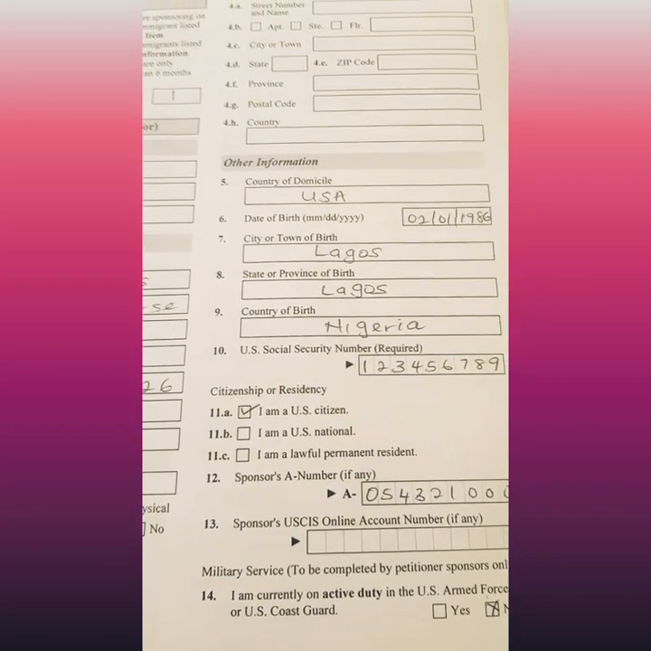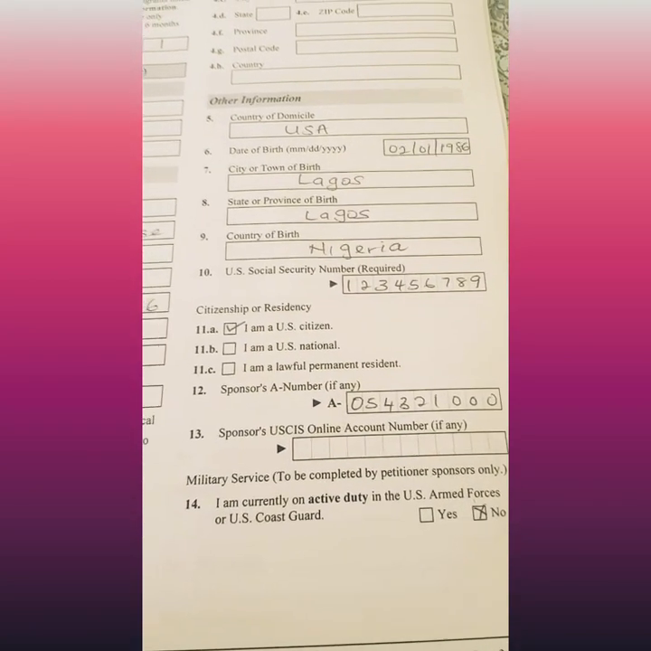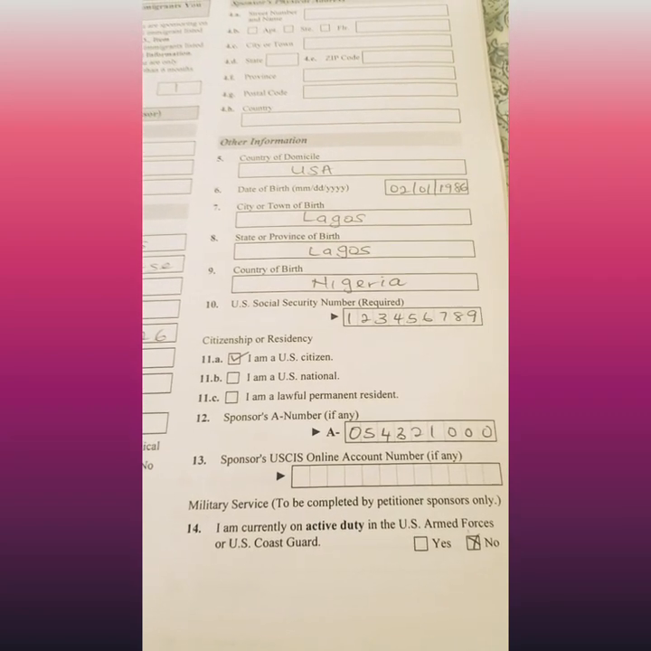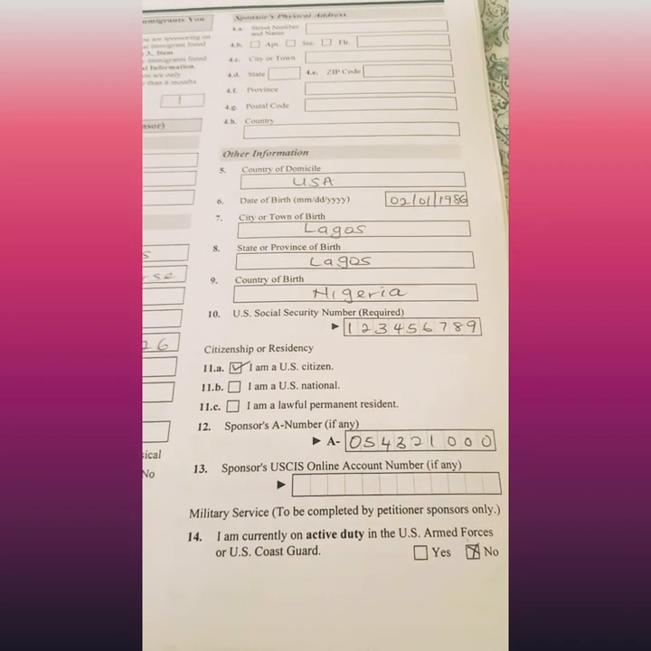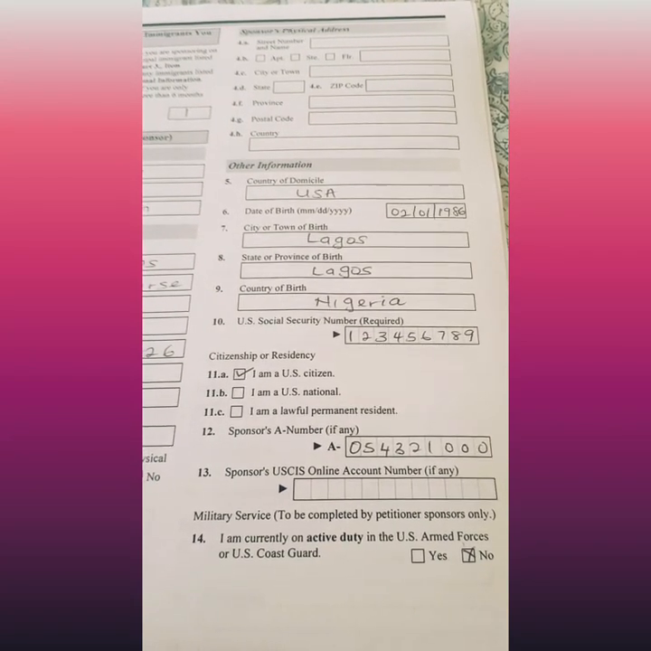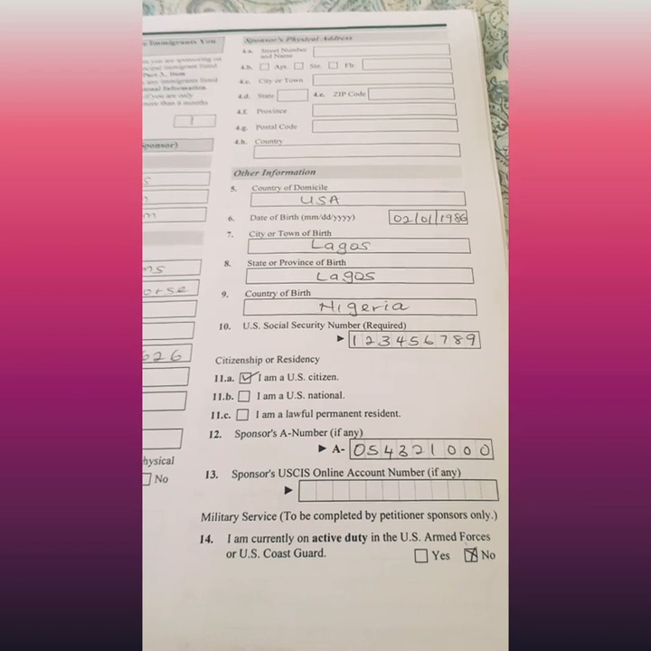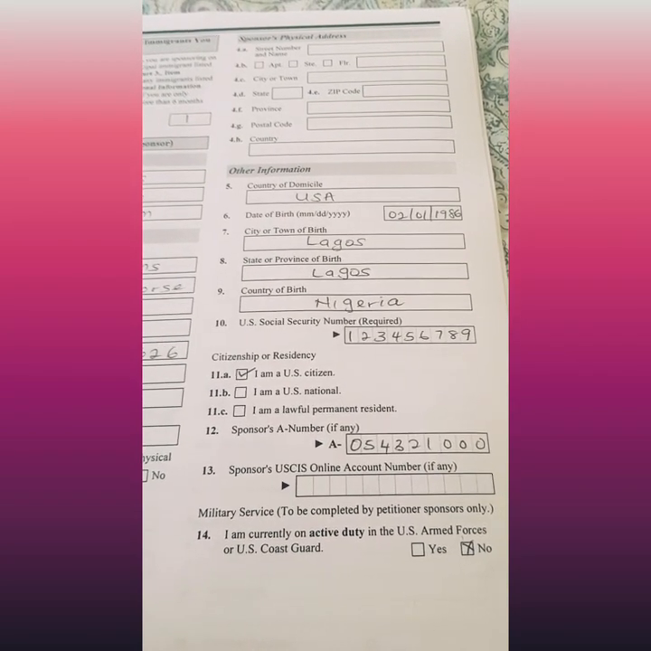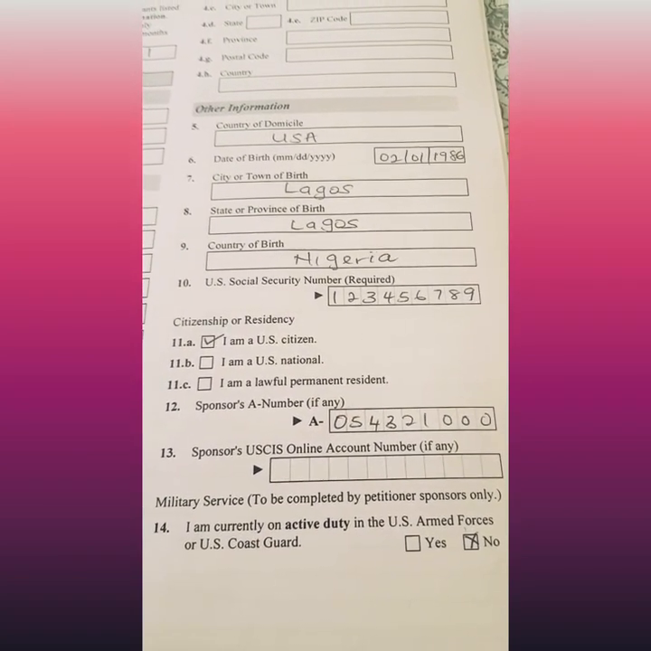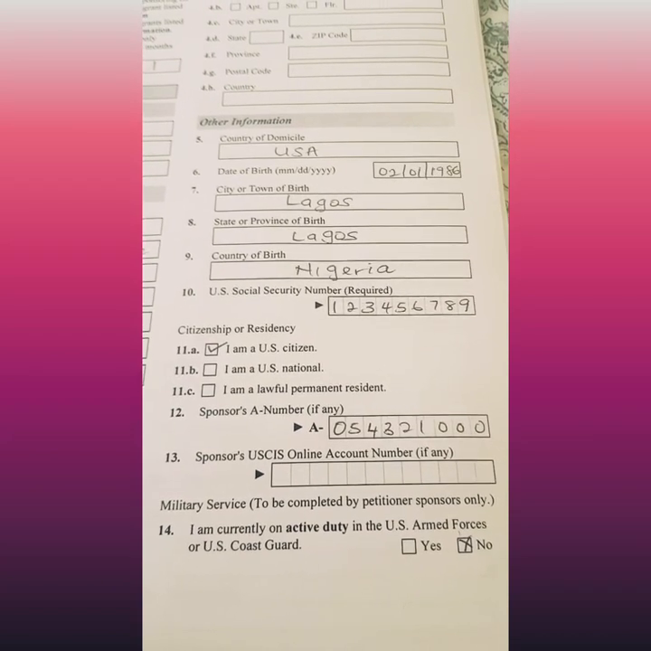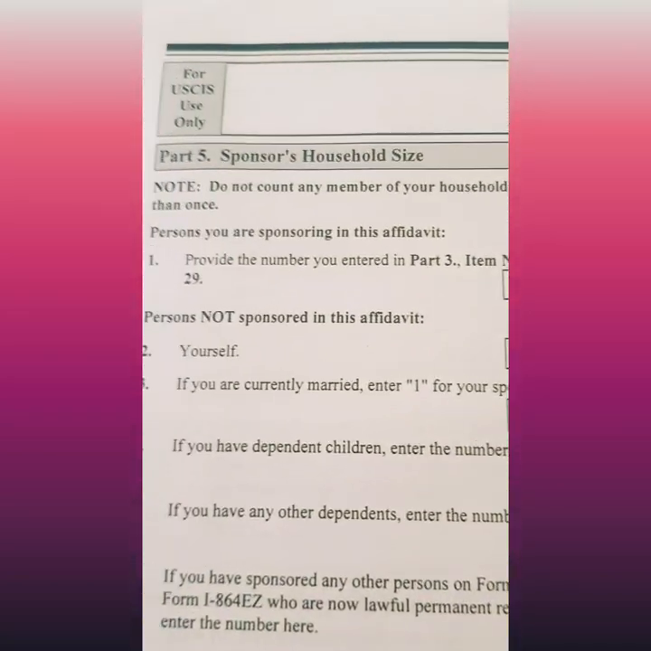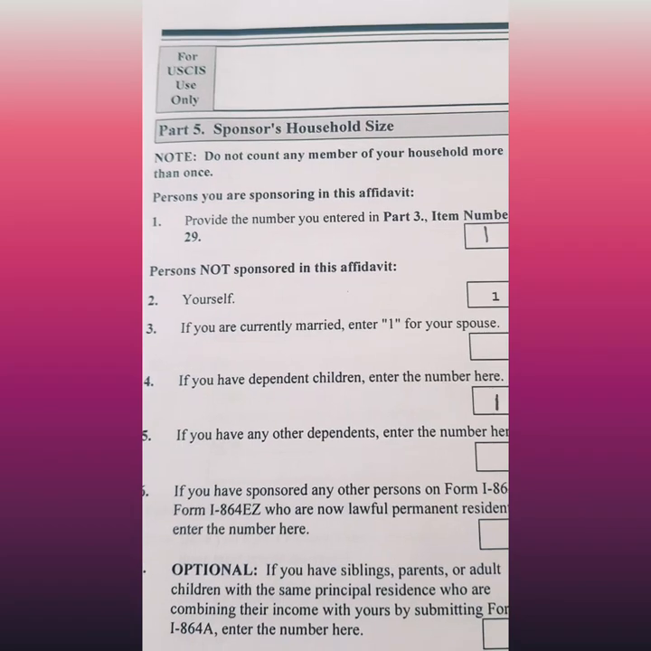Then it says, military service, to be completed by petitioner sponsors only. I am currently on active duty in the U.S. Armed Forces or U.S. Coast Guard. So we clicked no. The person is not in the U.S. Armed Forces or U.S. Coast Guard. So we move on to the next one. The next one is saying part 5.